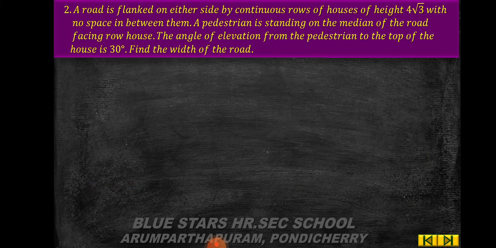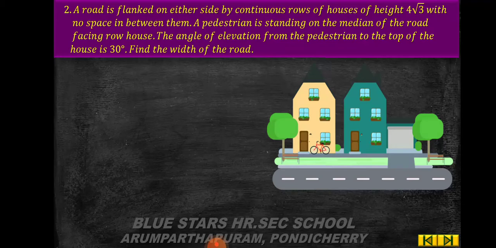Next, problem number 2. A road is flanked on either side by continuous rows of houses of height 4 root 3 with no space in between them. A pedestrian is standing on the median of the road facing the row of houses. The angle of elevation from the pedestrian to the top of the house is 30 degree. Find the width of the road.